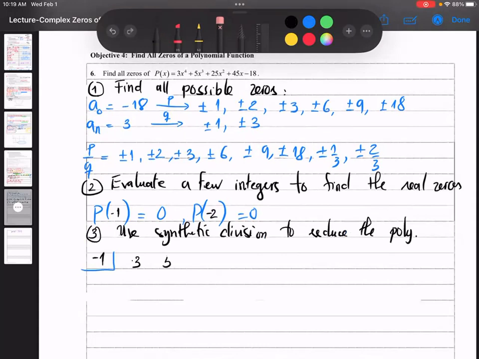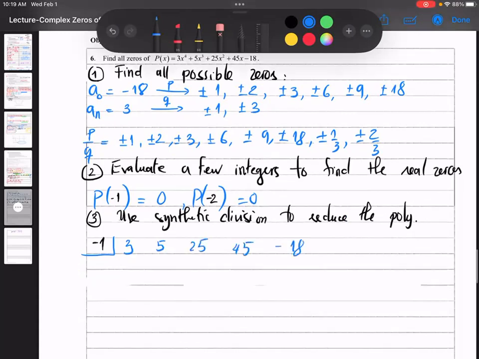Make sure you write out every single coefficient of every single degree. I don't have any missing degrees, so I'm okay. 3, 5, 25, 45, negative 18. The first step always, bring down the first coefficient. So 3 times negative 1 is negative 3, 2, negative 2, 23, negative 23.